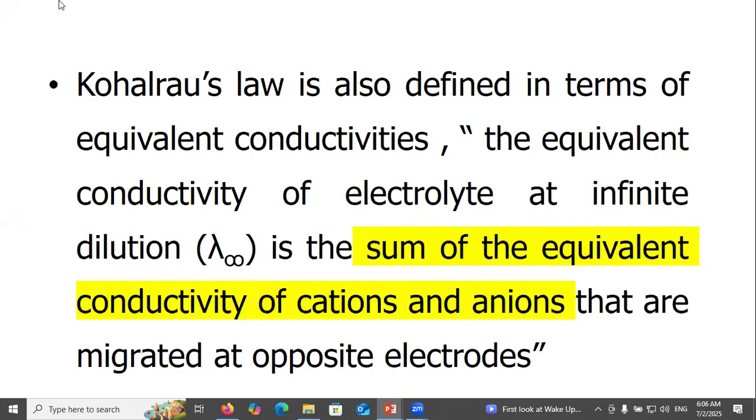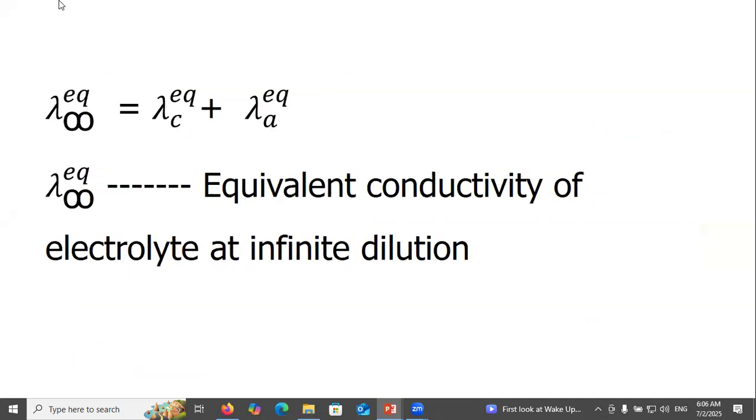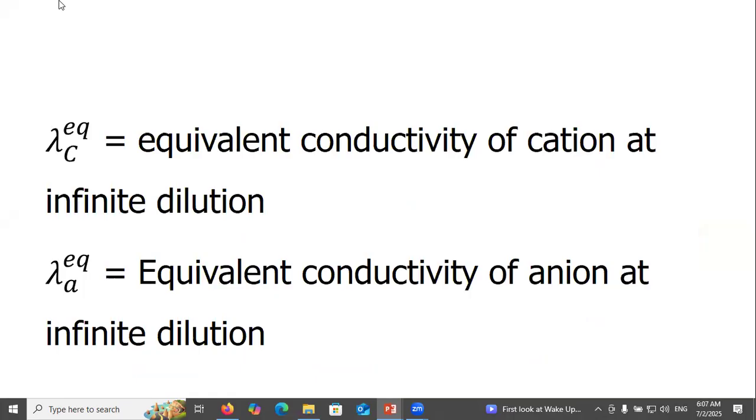The equivalent conductivity of an electrolyte at infinite dilution is the sum of the equivalent conductivity of cations and anions that migrate to opposite electrodes. Equivalent conductivity of electrolyte at infinite dilution. Equivalent conductivity of cation at infinite dilution.